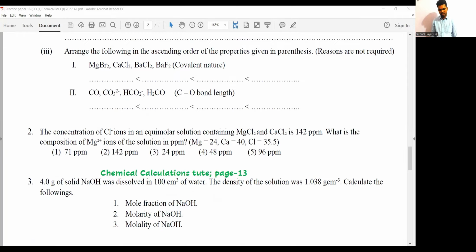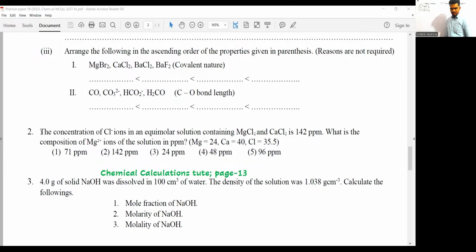The concentration of Cl minus ions in an equimolar solution containing MgCl2 and CaCl2. So they say there is a solution that contains MgCl2 and CaCl2, and it says equimolar solution of these two components, and it says the Cl minus composition is 142 parts per million, ppm. So it's a ppm question.